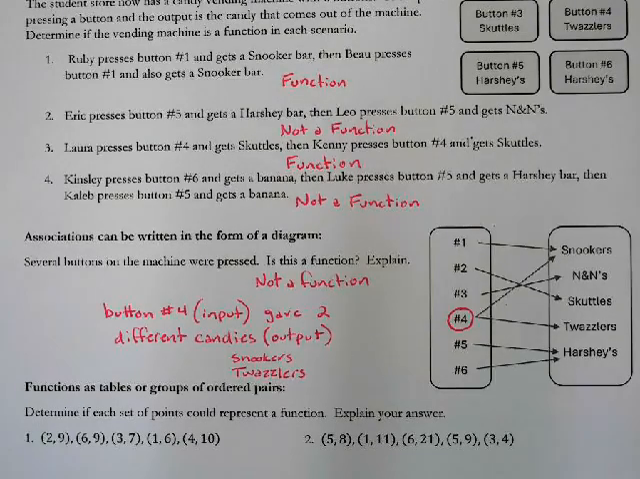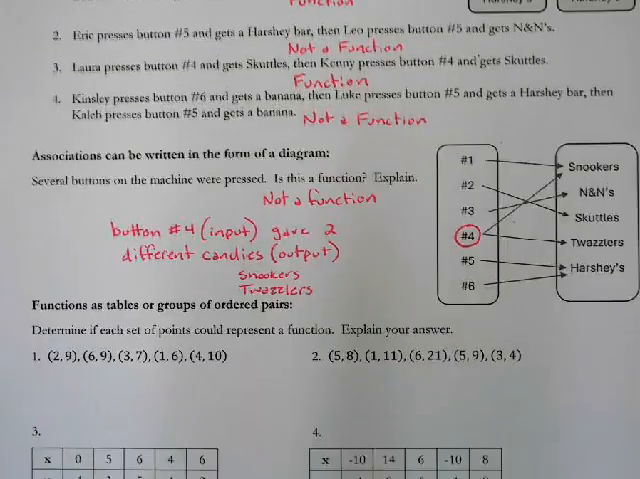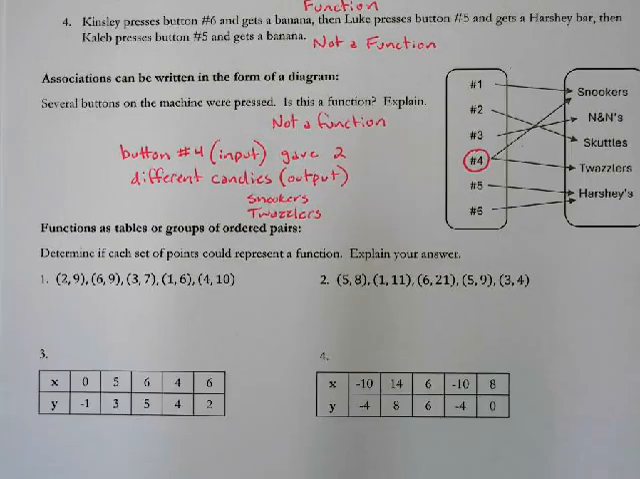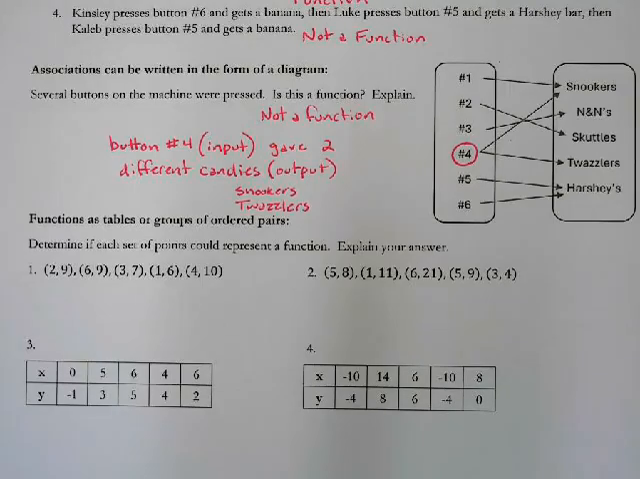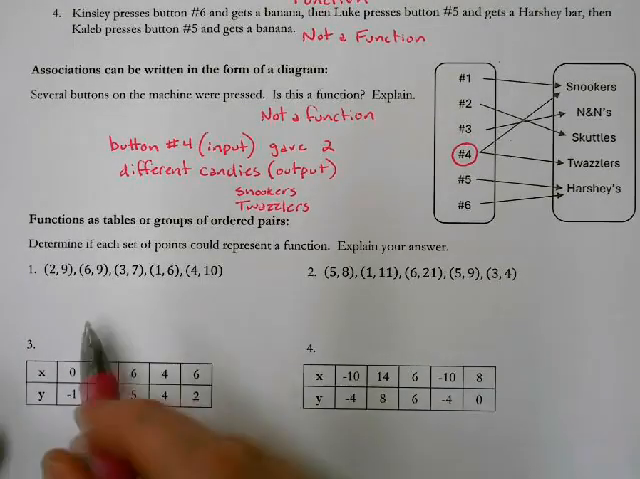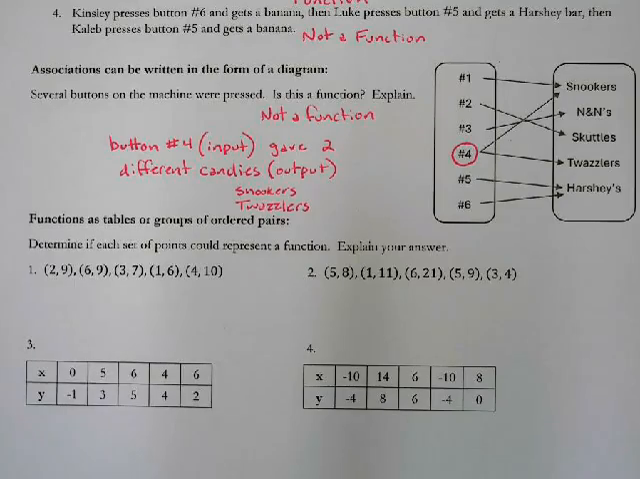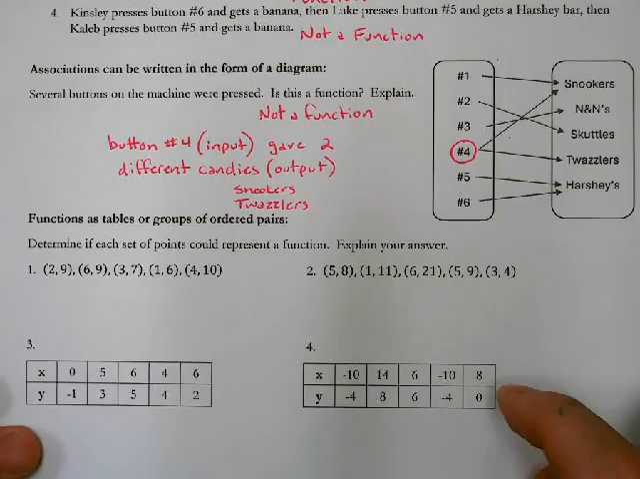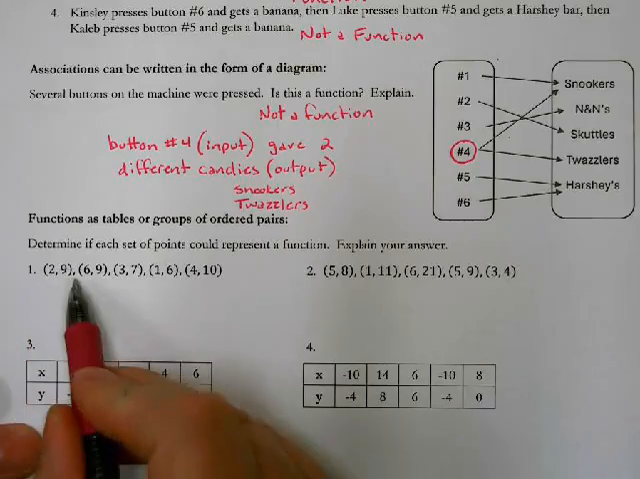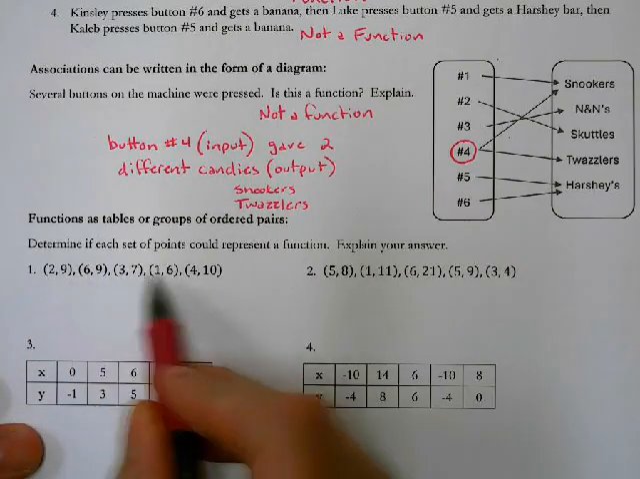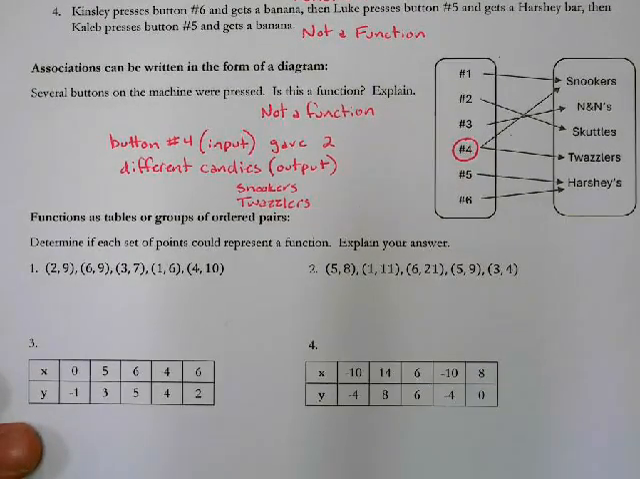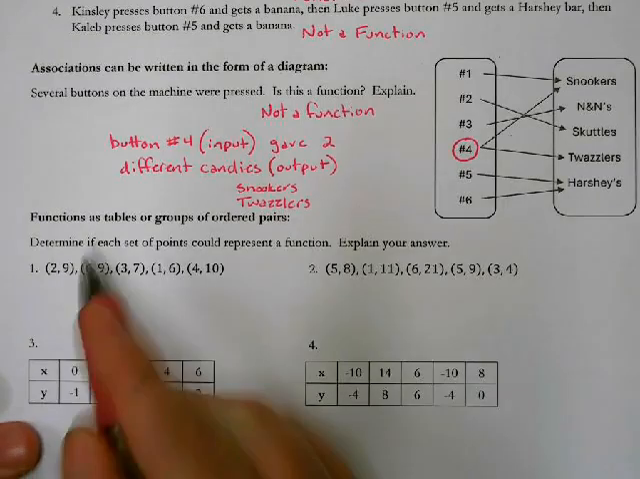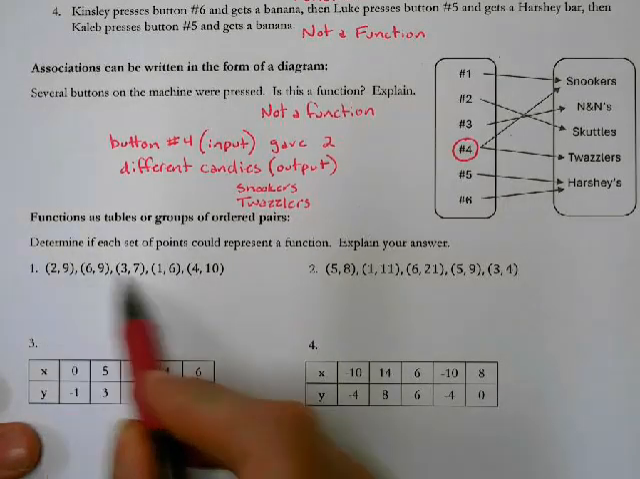All right. Now we're going to look at these in different situations where we actually have numbers instead of these made-up candy bars that I did. So determine if each set of points can be a function or not. So over here, I've got 2, 9, 6, 9, 3, 7, 1, 6, 4, 10. So what we want to check for is, do I have any inputs that have more than one output? Well, 2 only gives me 9. 6 only gives me 9.